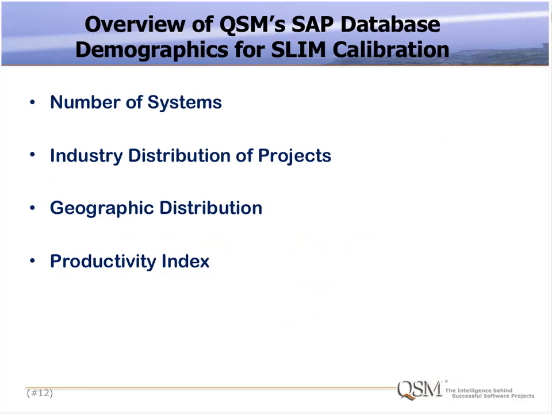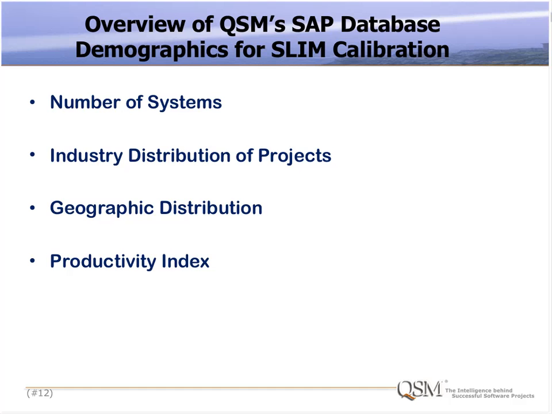Now, I mentioned the QSM database and actually using that to customize SLIM to SAP types of projects. In this example here, I'm going to take you through a few slides of how we might break out the SAP database. Here I've got 4 basic demographics listed. We could go through many more, but for time constraints, we'll just take you through a few, just to give you a feel for how we're going to define the data, how we might break it out within SLIM.